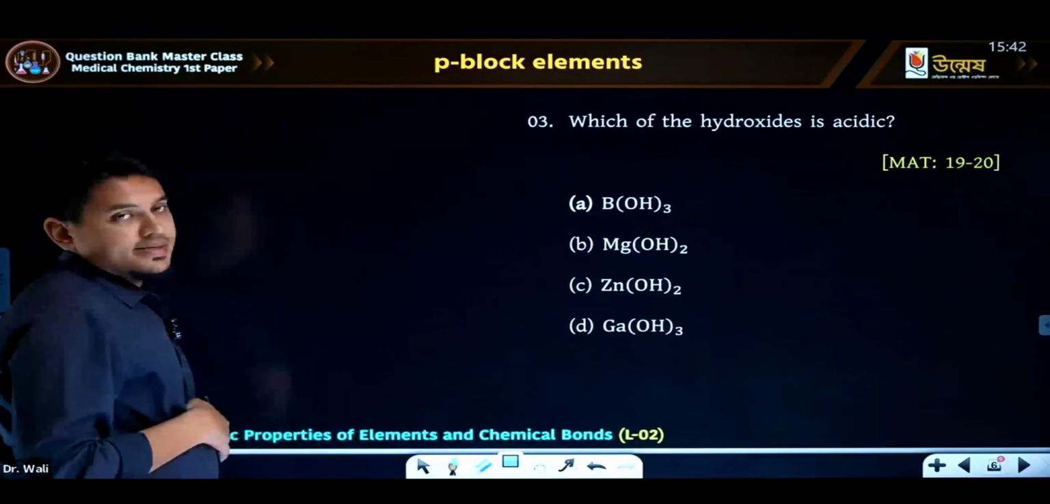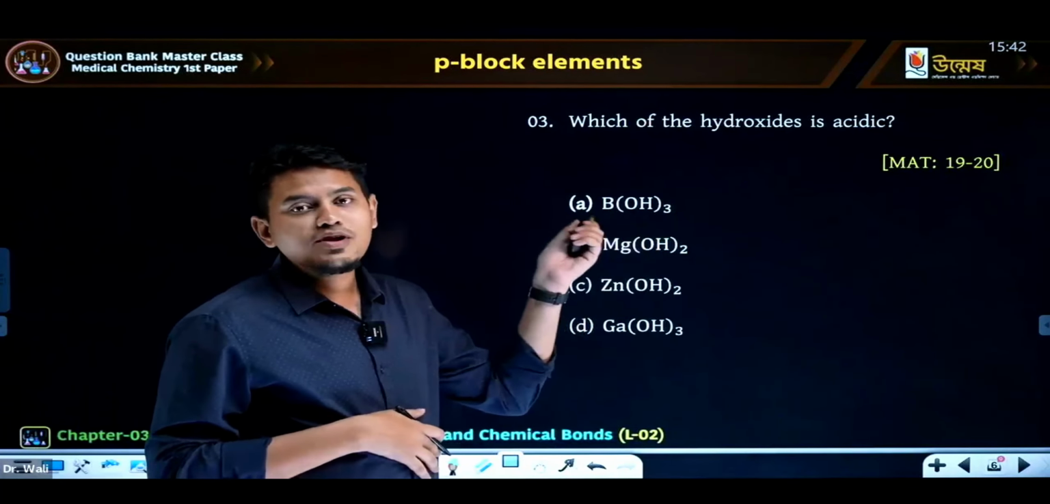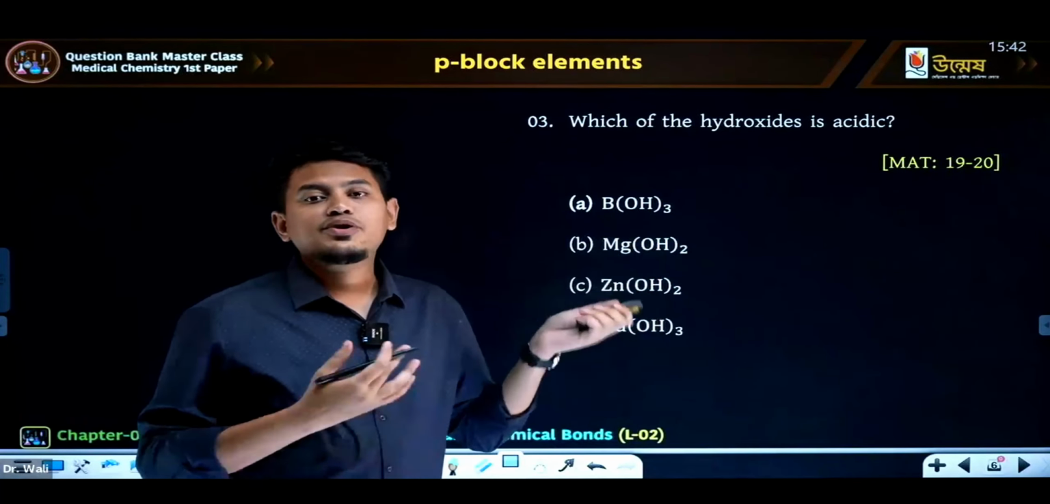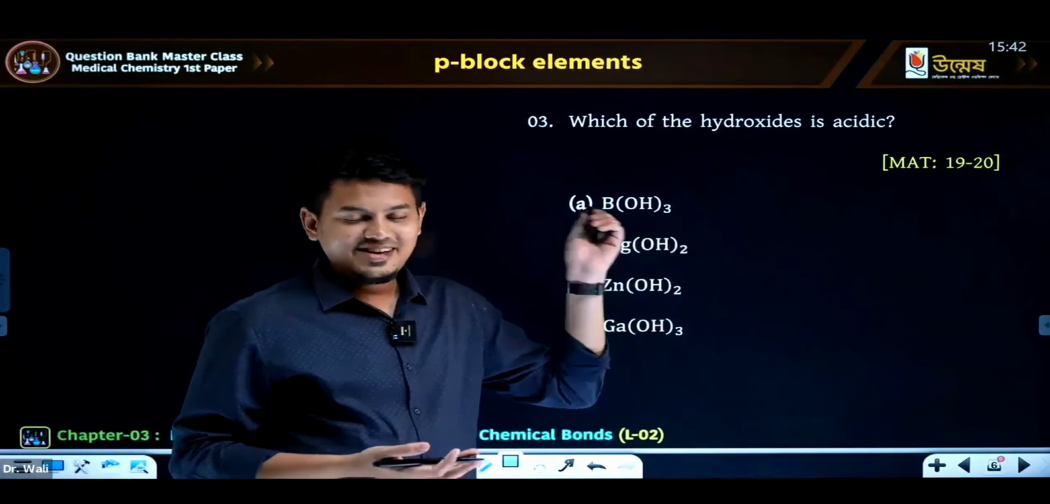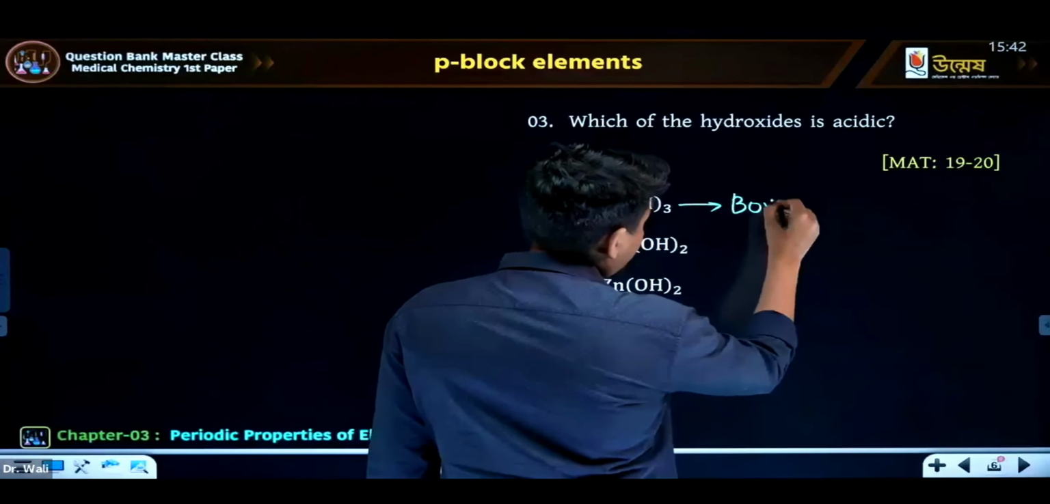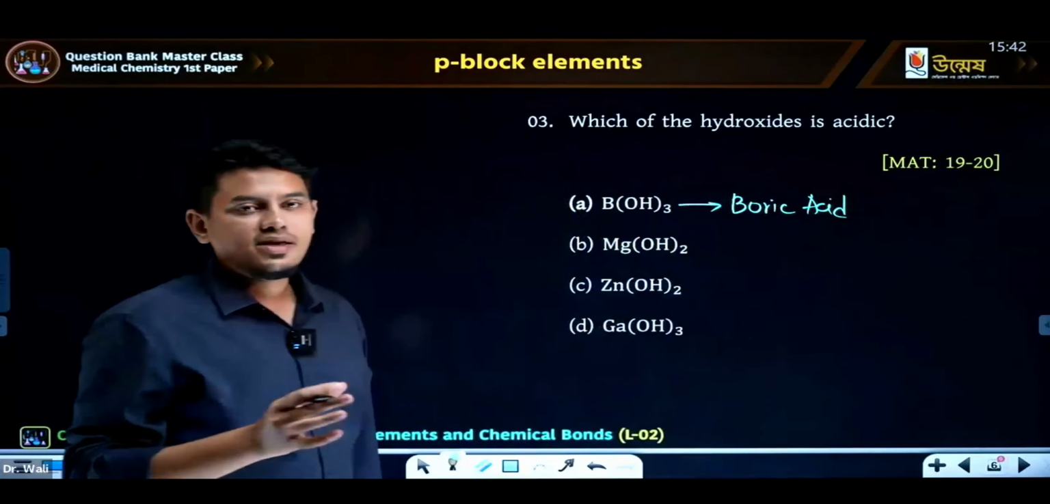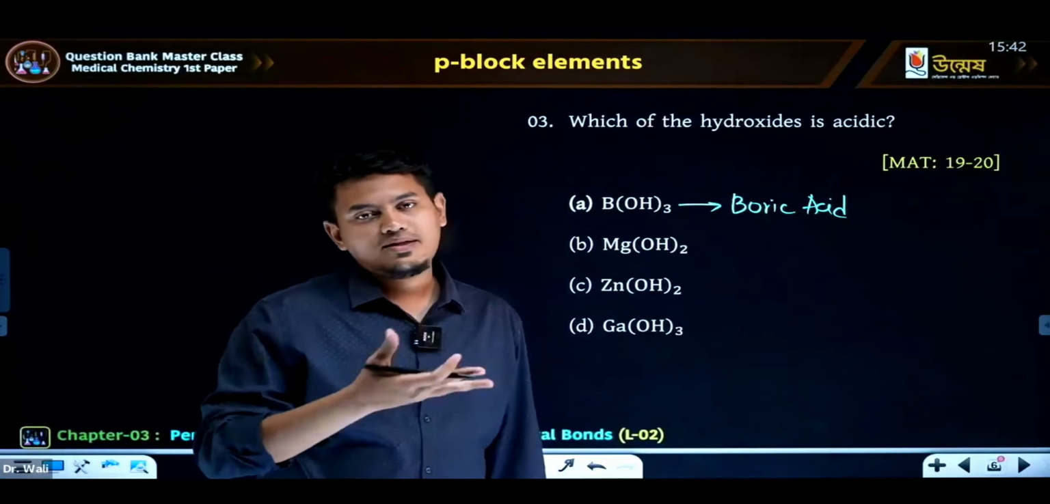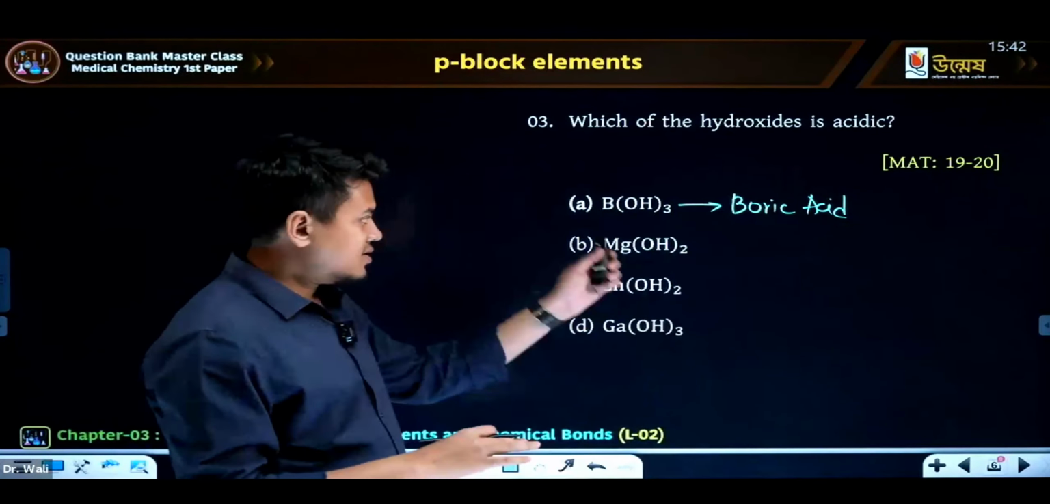Now, which of the hydroxides is acidic? Boron hydroxide or boric hydroxide. Actually, this is boric acid. It does not look like an alkali. It is actually an acid, and it is also known as boric acid. Actually, some students presume that if any compound has hydroxyl in its end, then it will be a base, it will be an alkali, but it does not happen for boric acid.